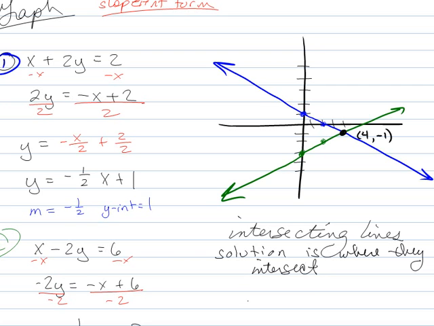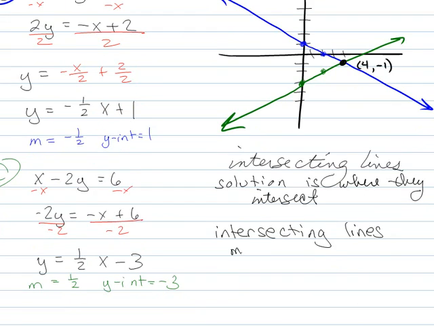So what I want you to get out of this is that intersecting lines means we have exactly one solution. If they're lines, and they intersect once, they're going to intersect only once. This line can't come down and intersect that again because that wouldn't be a line anymore. So if you have two lines that intersect, it means they have exactly one solution.